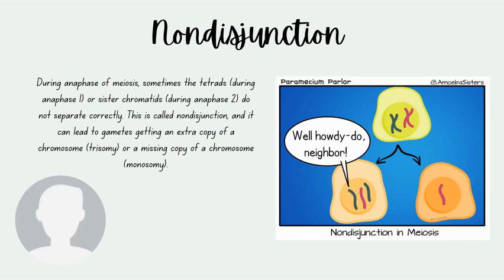Non-disjunction. During anaphase of meiosis, sometimes the tetrads, which are during anaphase 1, or sister chromatids during anaphase 2, do not separate correctly. This is called non-disjunction, and it can lead to gametes or sex cells getting an extra copy of a chromosome, which is a trisomy, or a missing copy of a chromosome, which is a monosomy.